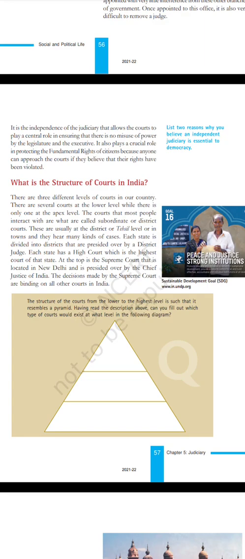List 2 reasons why you believe an independent judiciary is essential to democracy. Take a look at this image.